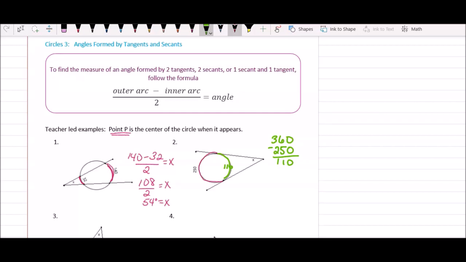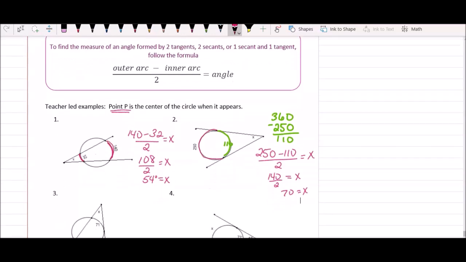So now we can continue to follow the formula. 250 is the outer arc, minus 110 for the inner arc divided by 2 equals the angle marked X. So 140 over 2 would be 70. Okay, scrolling down.